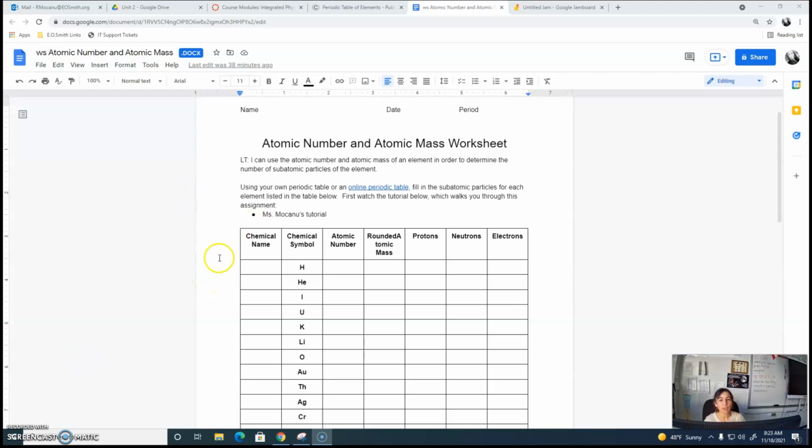Ms. Volcano, and today I wanted to go through this worksheet on atomic number and atomic mass and give you guys a bunch of examples that will help you go through the rest of it. So the learning target for this worksheet is that you will be able to use the atomic number and atomic mass of an element in order to determine the number of subatomic particles present in the element. Okay, so what does that all mean?